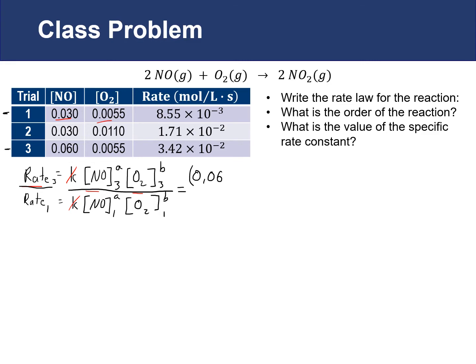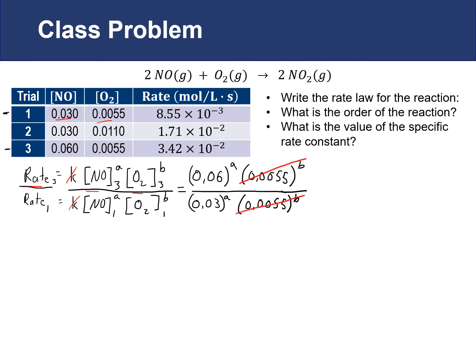So this would be 0.06, that quantity raised to the A, divided by 0.03 raised to the A, times 0.0055 raised to the B over 0.0055 raised to the B. So because the values with the B are the same, they will cancel each other out.